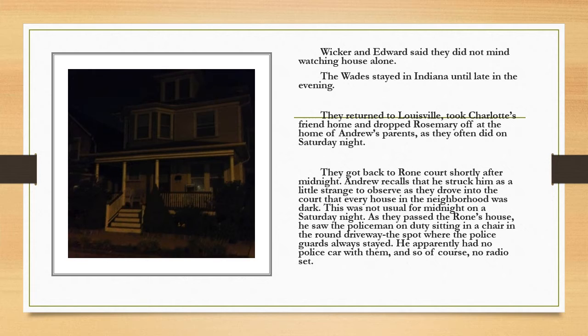They returned to Louisville, took Charlotte's friend home, and dropped Rosemary off at the home of Andrew's parents, as they often did on Saturday night. They got back to Roane Court shortly after midnight. Andrew recalls that it struck him as a little strange to observe, as they drove into the court, that every house in the neighborhood was dark. This was not usual for midnight on a Saturday night. As they passed the Roane's house, he saw the policeman on duty sitting in a chair in the round driveway, the spot where the police guards usually stayed. He apparently had no police car with him, and so, of course, no radio set.